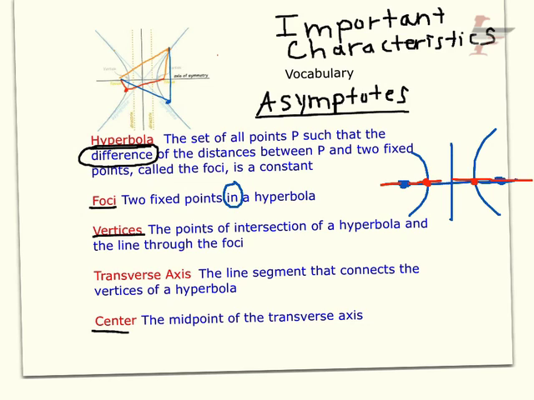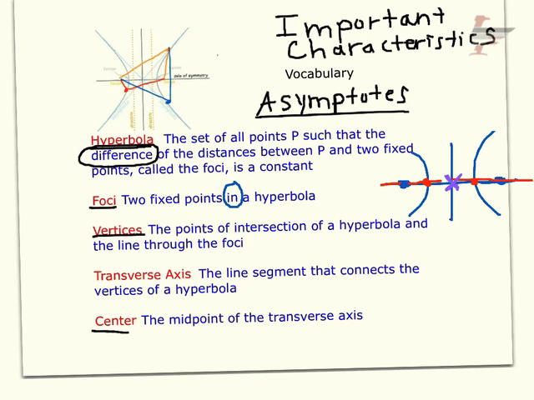Transverse axis won't be something you have to write out, but that is the line segment that connects the vertices of the hyperbola. So your transverse axis in this case happens to be my x-axis. And then of course the center is the midpoint of the transverse axis. So let me select a different color here. So the midpoint here happens to be my origin. So halfway in between my vertices, halfway in between my foci, very similar idea to that of an ellipse. And these are your important characteristics for a hyperbola.